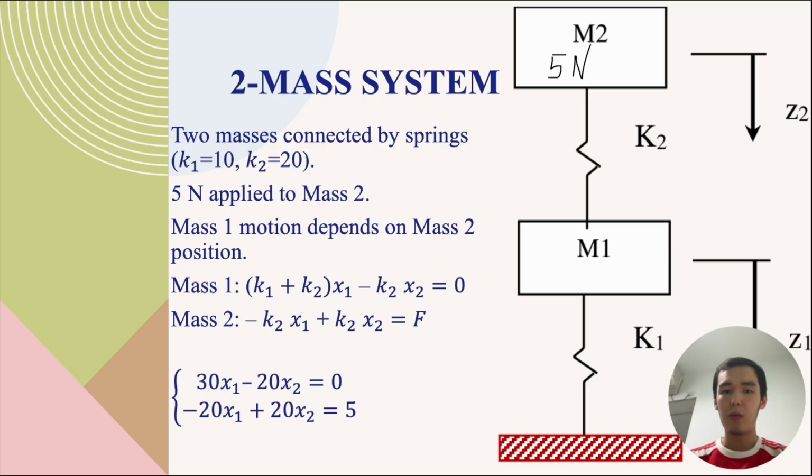Consider this two-mass system. We have two masses connected by springs with stiffness values of 10 and 20. We apply a force of 5 newtons to the bottom mass. Note that mass 1 is connected to mass 2. This creates a dependency. The equation for mass 1 must count the spring pulling it up and the spring pulling down towards mass 2. This dependency creates a complex system of linear equations.